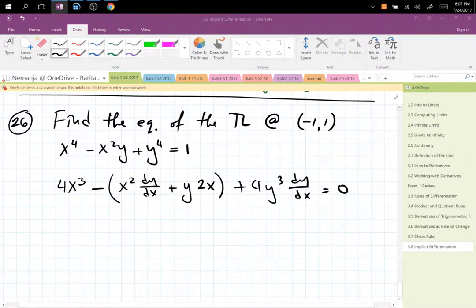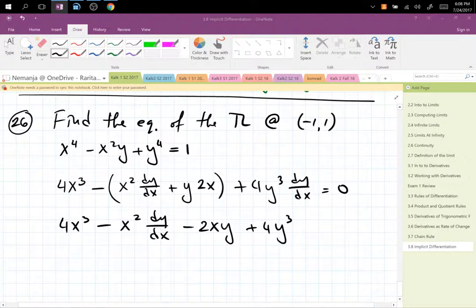Now here is why, well, now we just do this first. So 4x cubed minus x squared dy dx minus 2xy plus 4y cubed dy dx equals 0. Now remember, no one asked you what is the derivative. You are supposed to find the slope.